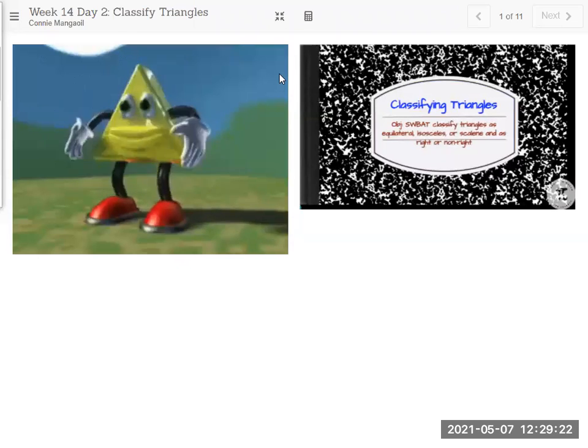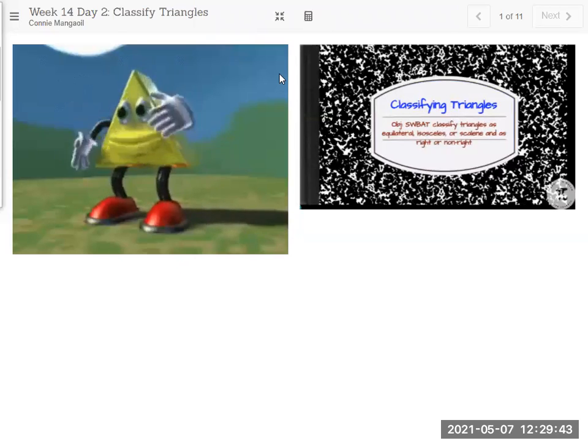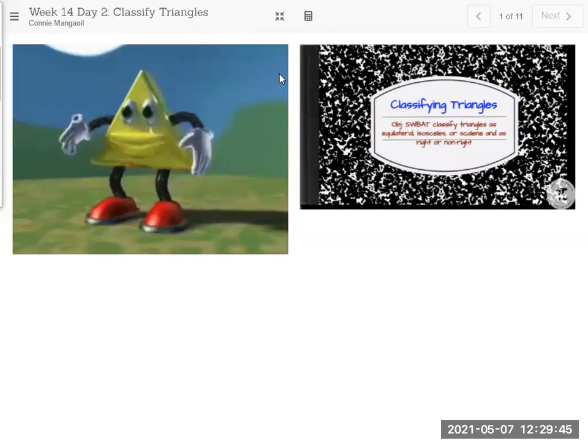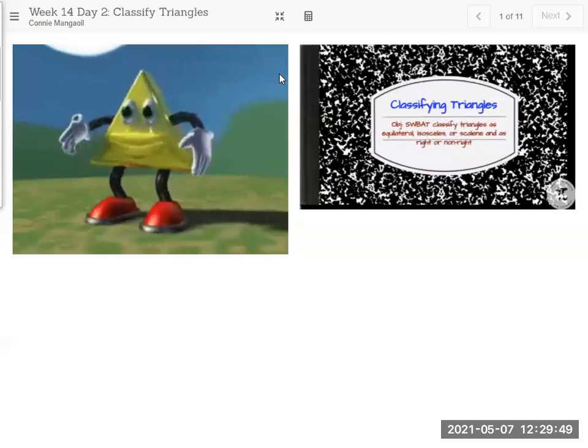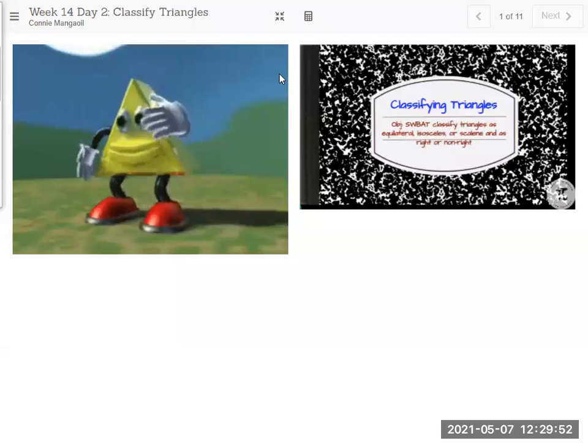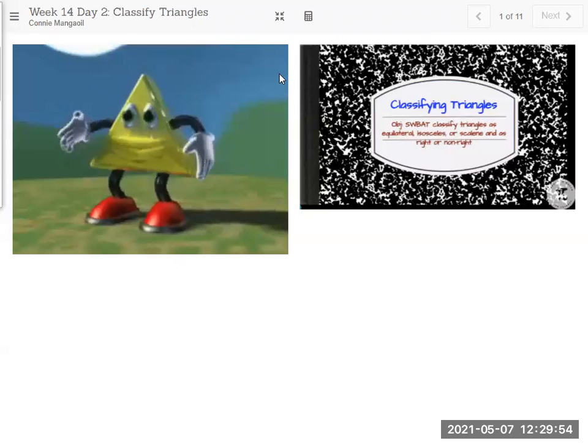All right, so our objective for today is for you to classify triangles. You are classifying triangles 2 ways. One, you classify it as equilateral, isosceles, or scalene. And then you would want to tell me whether the given triangle is a right triangle or not a right triangle. Okay, so 2 parts when you classify.